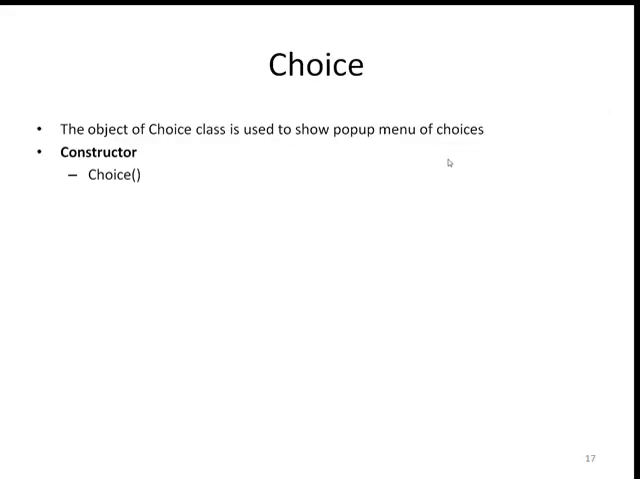Choice component. The object of the Choice class is used to show a pop-up menu of choices. The choice selected by the user is shown on the top of the menu. So here in this Choice component we have only one constructor, that is the Choice constructor. So let's see an example.